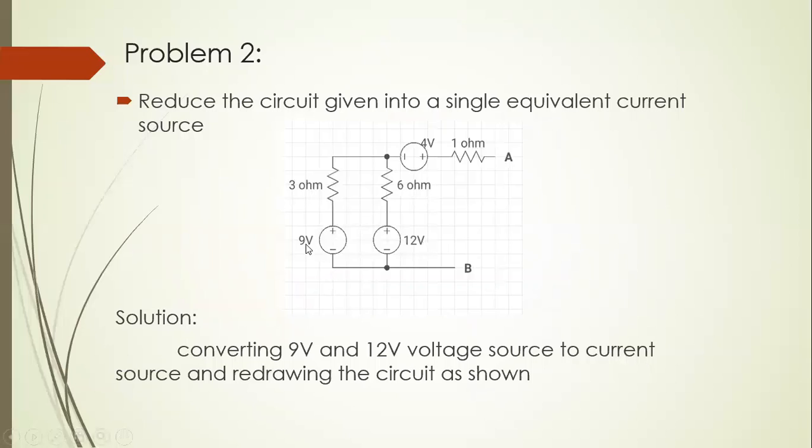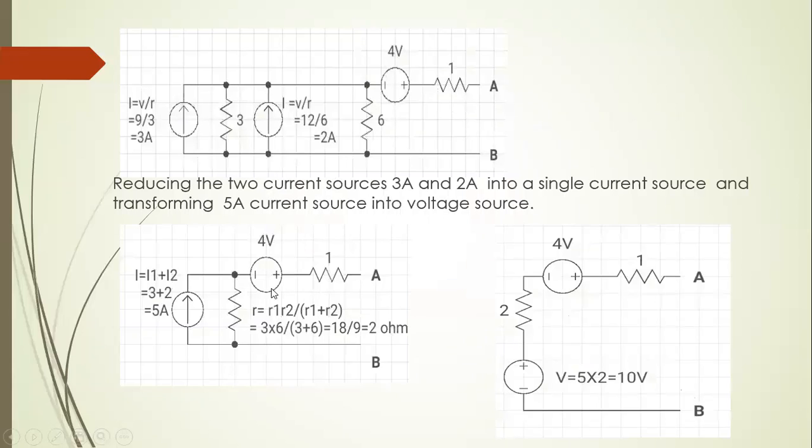First, converting the 9 volt and 12 volt voltage sources to current sources and redrawing the circuit as shown. We know I is equal to V by R. V here was 9, R is 3, hence it is 3 amps, and reconnecting the 3 amps just like that. And this is also I is equal to V by R. V was 12 by 6, it is 2 amps. Redrawing the 6 ohms as such, and 4 volts, 1 ohm, just reconnecting like that.